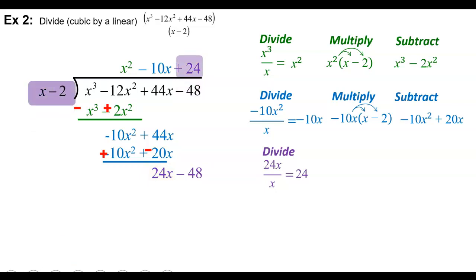So 24 times x minus 2. And let's distribute. What's 24 times x? 24x. 24 times negative 2. The number. 24 times negative 2. From the top at the right there. The divisor. Okay. That 24 times negative 2 is negative 48. So we get 24x minus 48. And I'm going to write that underneath at the bottom.